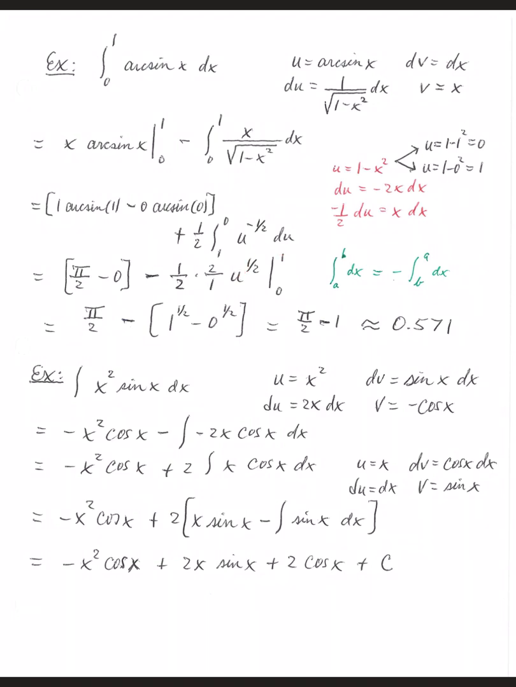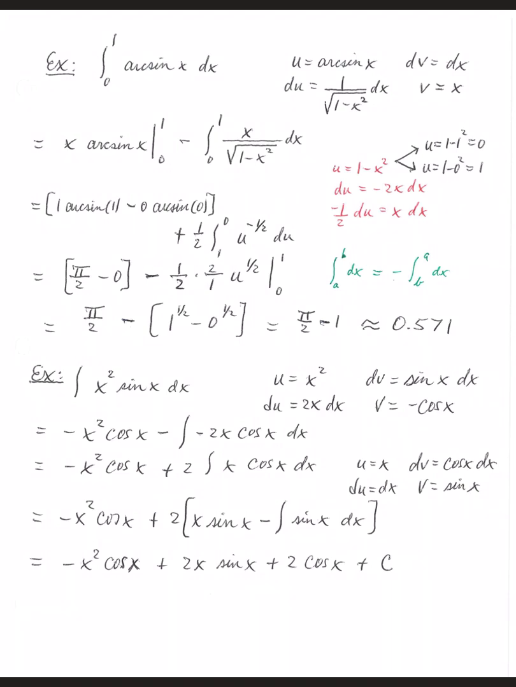Subbing in 1 and 0 for u, I get pi over 2 from the first half, these twos cancel, so that's minus 1 to the half, minus 0 to the half. Square root of 1 is 1, square root of 0 is 0, so this all becomes a 1. Pi over 2 minus 1, this is the exact value of the definite integral, and this is approximate to 3 decimal places.